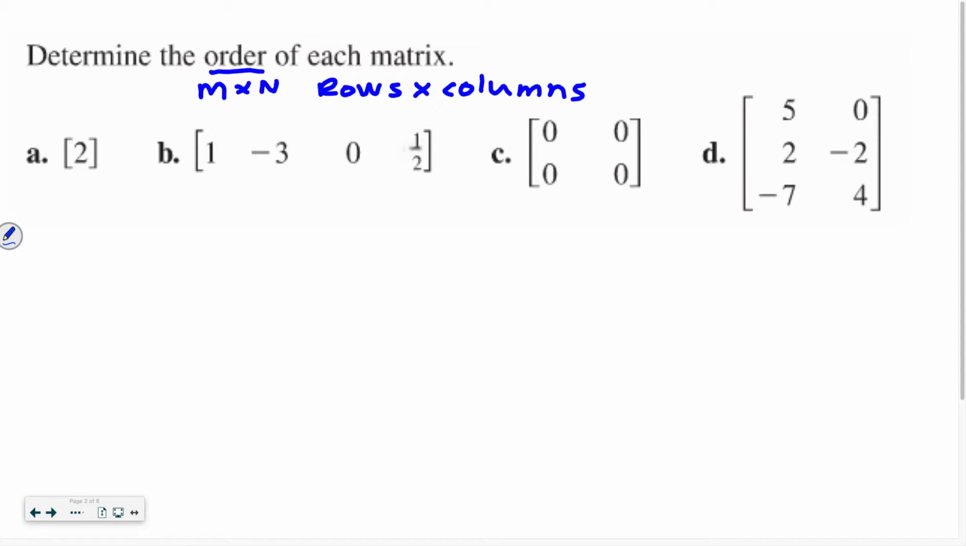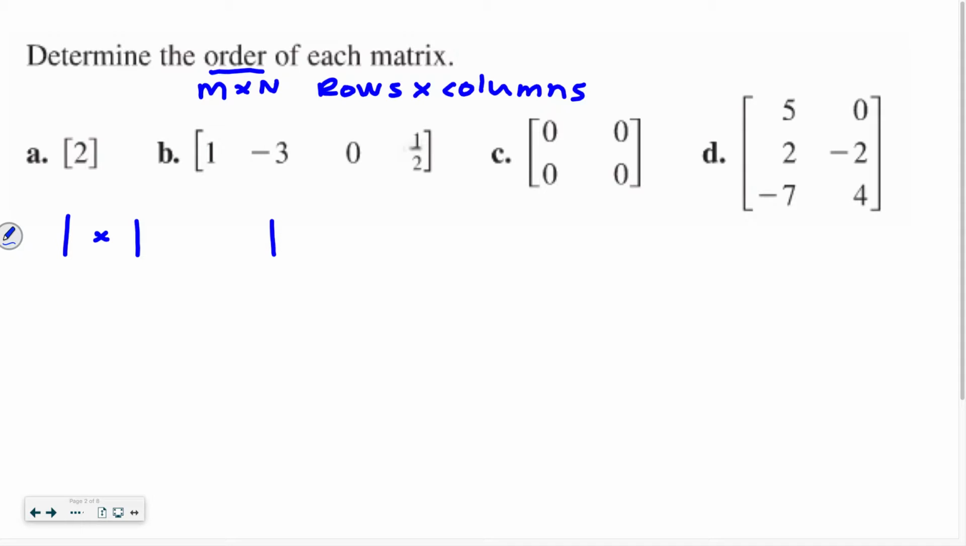Okay, so I'd like for you, when you see a direction like state the order of the matrix, to be thinking about m by n, row by column, what's the order of my matrix. Maddie, what'd you guys say for A? 1 by 1. Okay, 1 row, 1 column, and there's 1 entry. All right, Melissa, what'd you guys say for B?